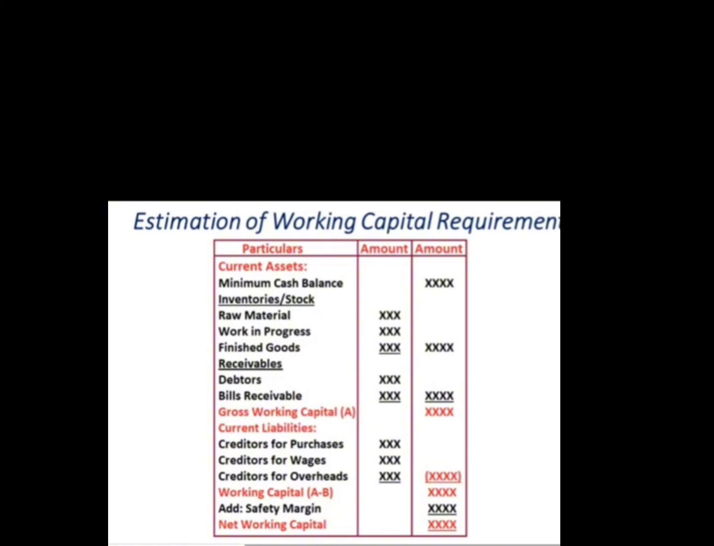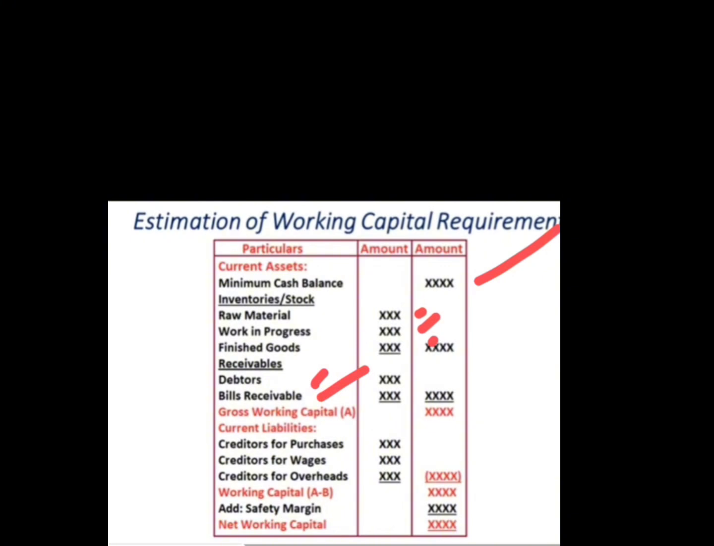This is a format for estimating working capital requirements. Under current assets, if there's any cash balance in the question, you bring your cash balance down. Then you look at the question for stock inventories. We have raw materials, work in progress, finished goods. They are all types of stock. Then for receivables, we have debtors, which is your trade receivables. Then we have bills receivable.